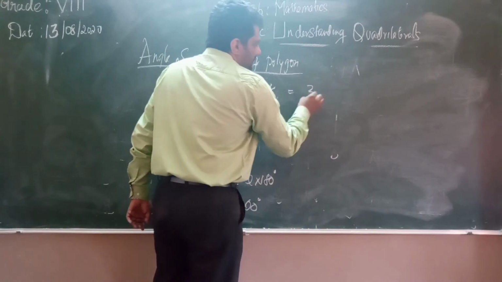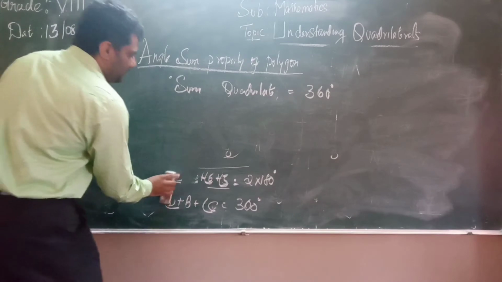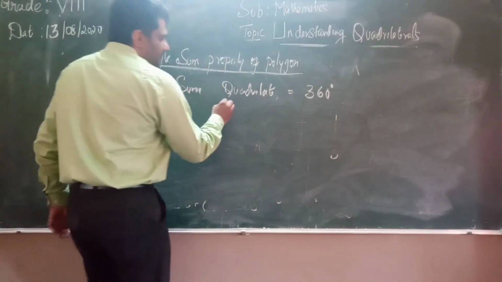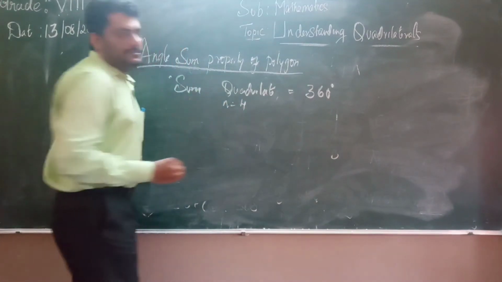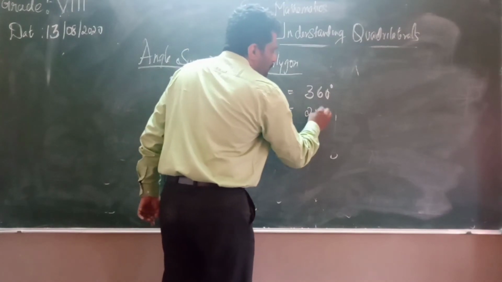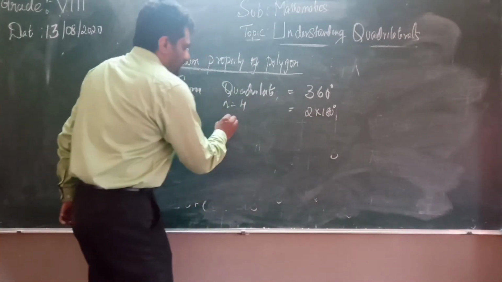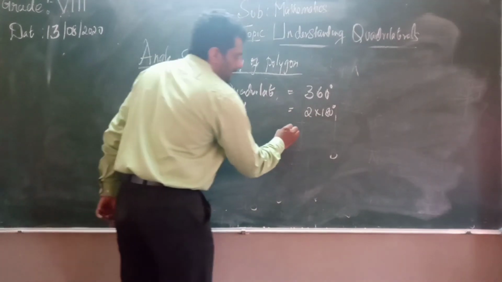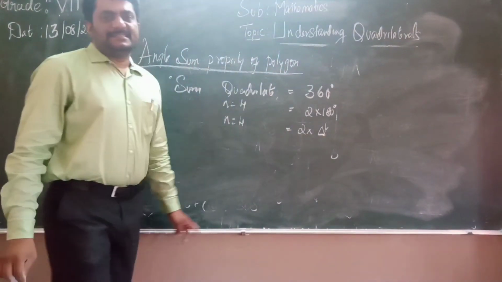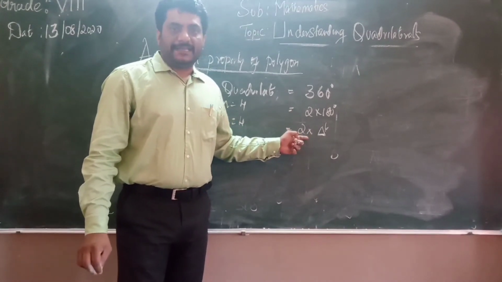We get 360 degrees. Now here, how many sides do we have in a quadrilateral? N is equal to how much? 4, right? Can I write 360 as 2 into 180 degrees? N is equal to 4. Here, 2 into triangle. That means in one quadrilateral, we get 2 triangles.